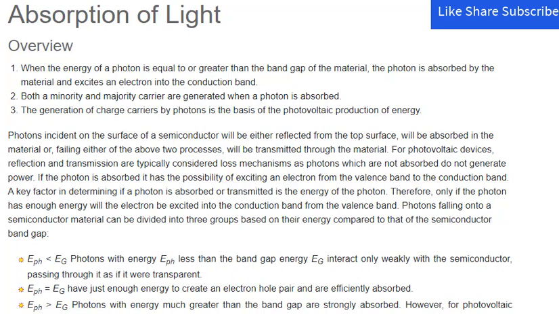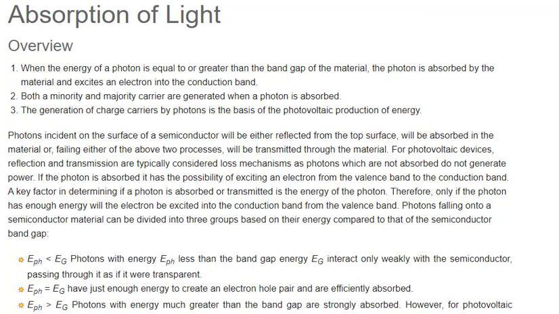Therefore, only if the photon has enough energy will the electron be excited into the conduction band from the valence band. Photons falling onto a semiconductor material can be divided into three groups based on their energy compared to that of the semiconductor band gap. E.g. photons with energy much greater than the band gap are strongly absorbed. However, for photovoltaic applications, the photon energy greater than the band gap is wasted, as electrons quickly thermalize back down to the conduction band edges.